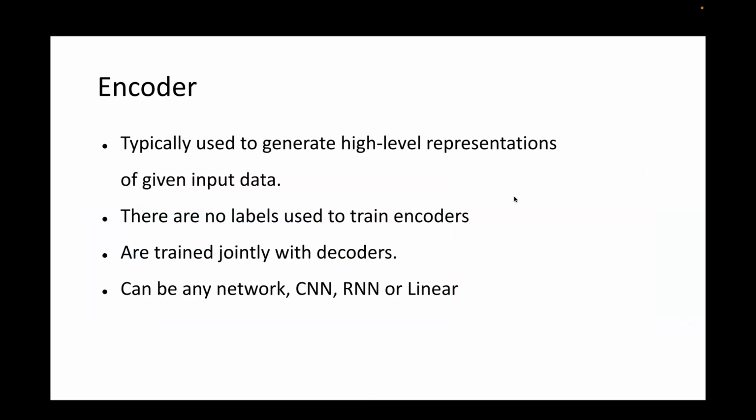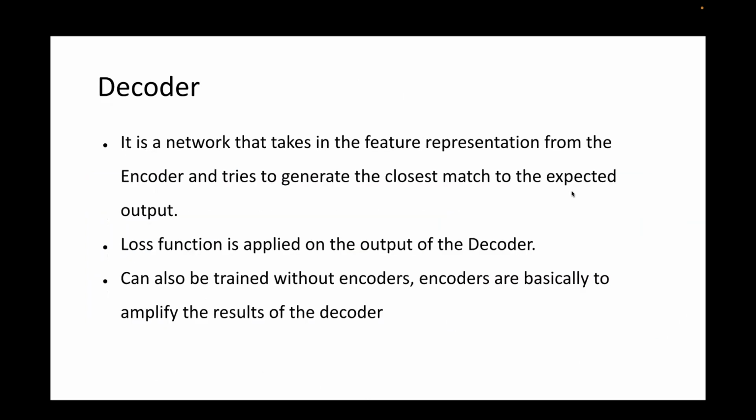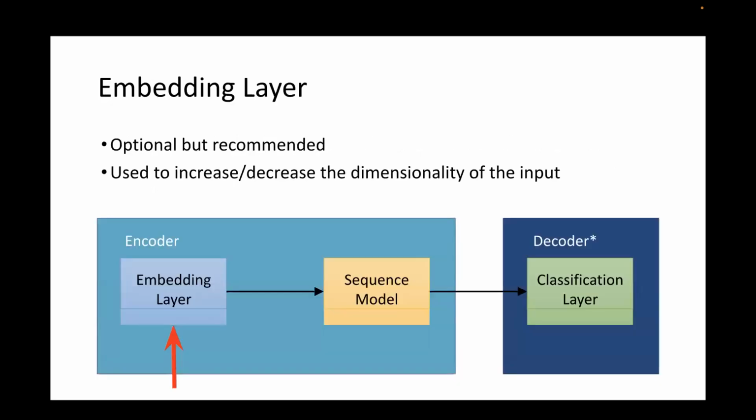So the encoder is typically used to generate high-level representations of the input data, and the encoder doesn't really have any labels. So you train the entire network, or you train the encoders, based on the output of your decoders, and that's backpropped. The encoder basically acts as a feature extractor, as you know, and it creates feature representations. What the decoder does is it will actually make the classification for the problem that you're trying to solve. Moving on, embedding layer is used to increase or decrease the dimensionality of the input. I will now pass it on to Harshit to take it forward from here.